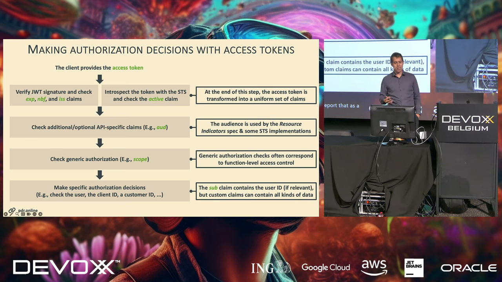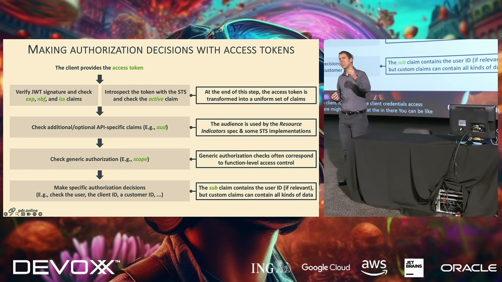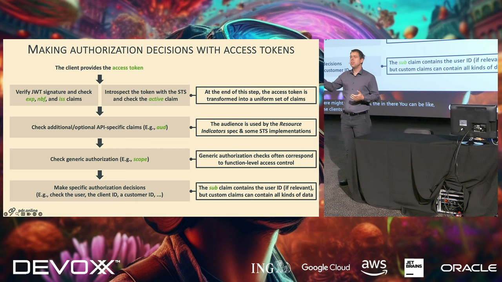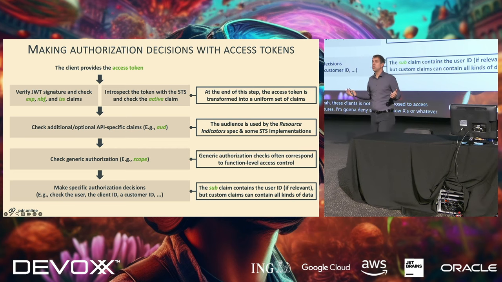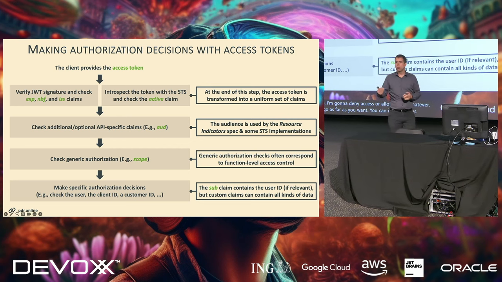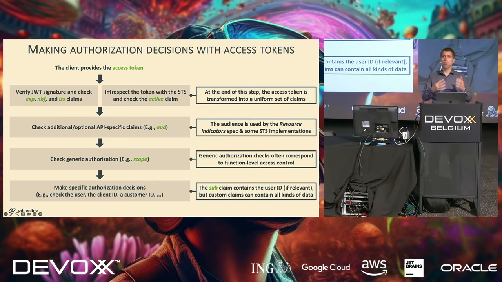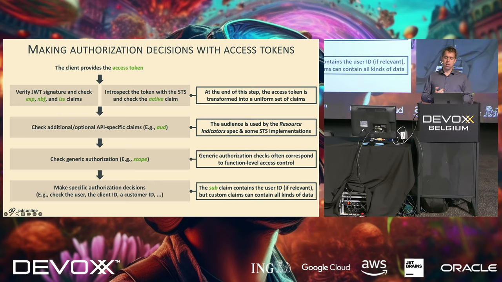You can also have things like client IDs. If you have client credentials access tokens, there might be a client ID in there. You can be like, yeah, this client is not really supposed to access these features. I'm going to deny access or allow access or whatever. And this can go as far as you want. You can include roles in your tokens. You can include specific permissions. You can push this as far as you want related to your specific application.